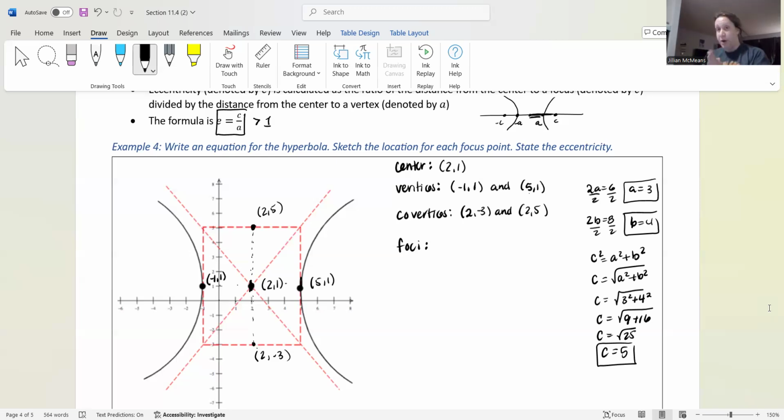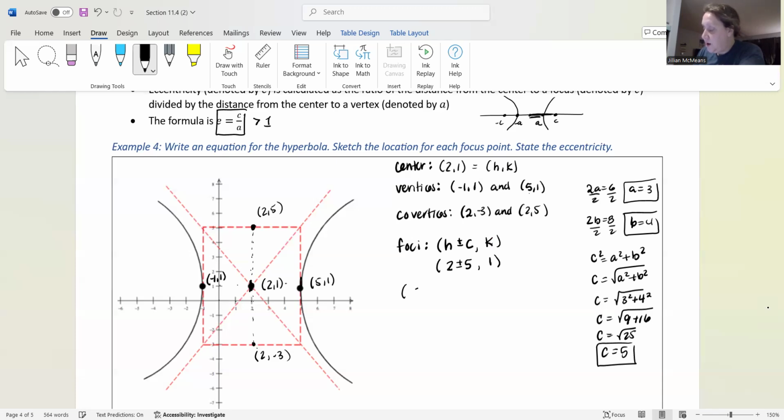From the center, because this has a horizontal transverse axis, I need to play around with the x coordinate of my center. Remember, the center is generically H, K. So we're going to take whatever that H value is, which is the x coordinate of our center, add and subtract whatever C is, and keep K the same. So this is going to be 2 plus or minus C, which is 5, comma 1, which is K.